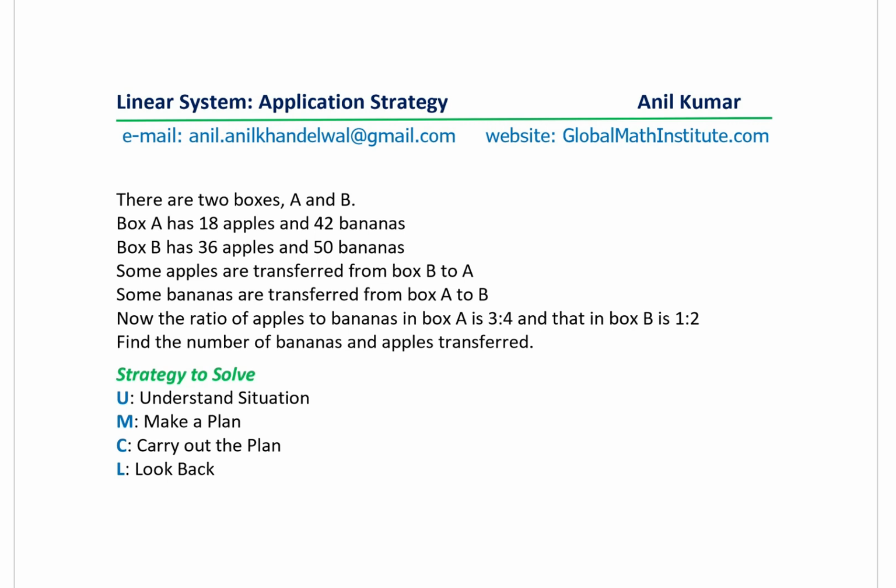The question here is, there are two boxes A and B. Box A has 18 apples and 42 bananas. Box B has 36 apples and 50 bananas. Some apples are transferred from box B to A. Some bananas are transferred from box A to B. Now the ratio of apples to bananas in box A is 3:4 and that in box B is 1:2. Find the number of bananas and apples transferred.